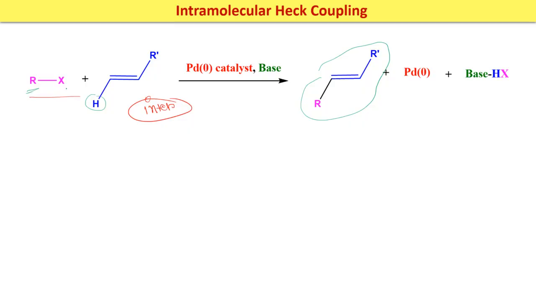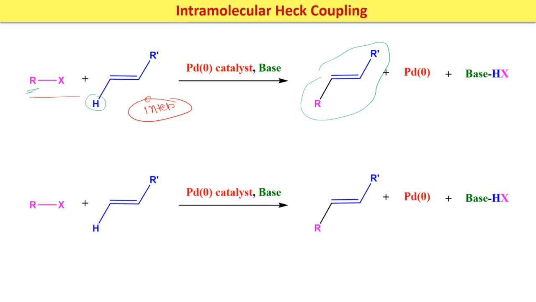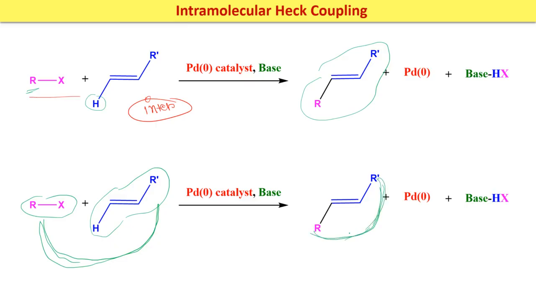Now when it is intra, what is the difference between these two, that is inter and intra? So in this case also the same picture we are again seeing, but in this case these two components, one is for alkyl halide or triflate and the second substrate is alkene. These two will be connected to each other. That means they will be part of the same molecule. So in the right hand side, the product that we are seeing, these two will be connected somehow. So that is the difference between inter and intramolecular Heck coupling. So this is intra.